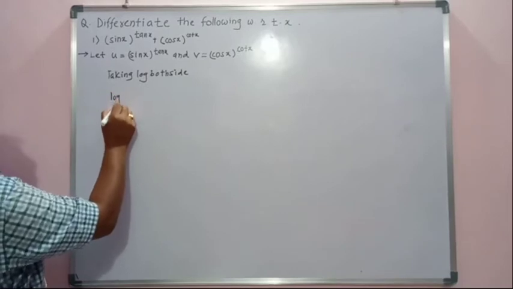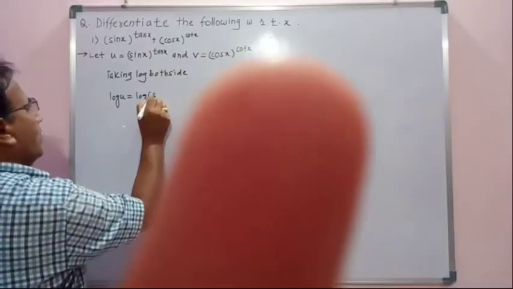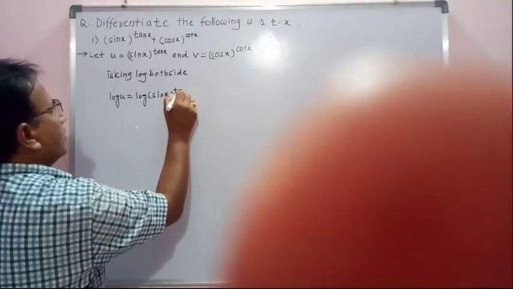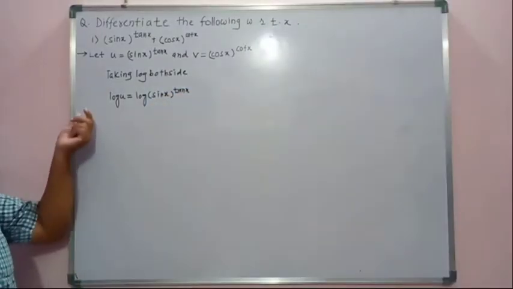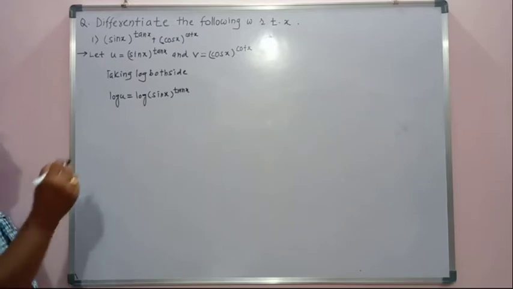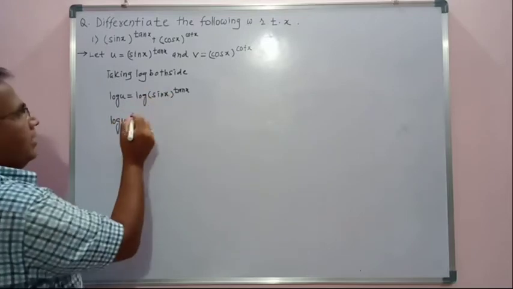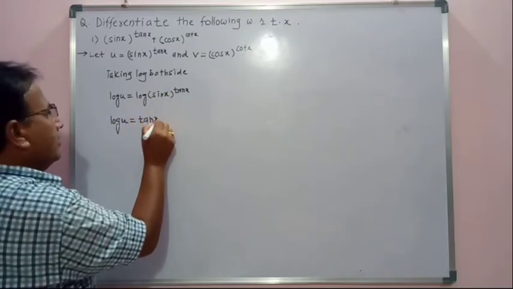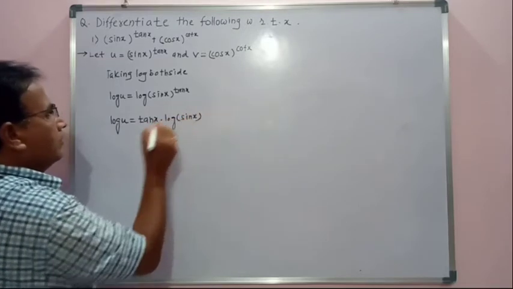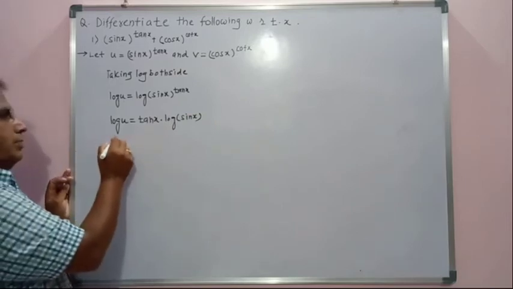log u equal to log of sin x raised to tan x. Therefore, log u equal to tan x multiplied by log of sin x. Differentiate both sides with respect to x.